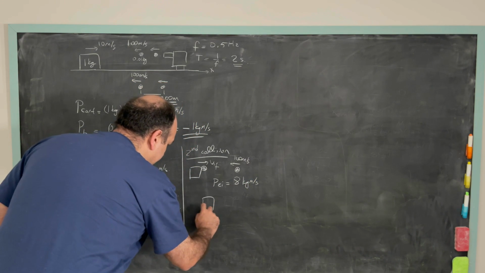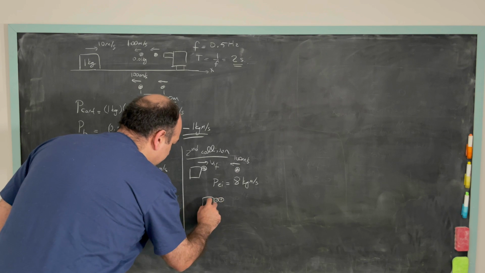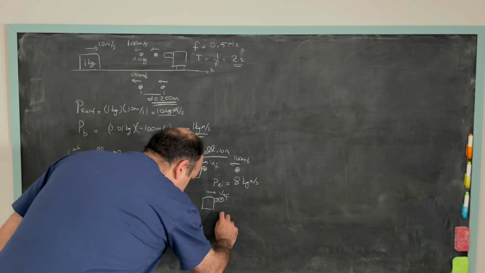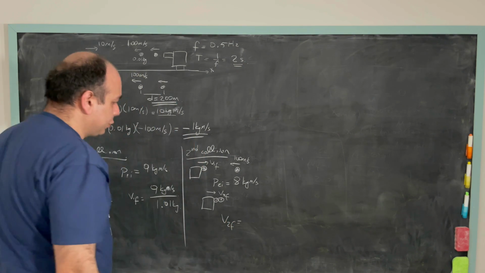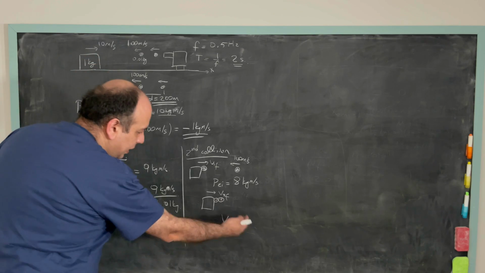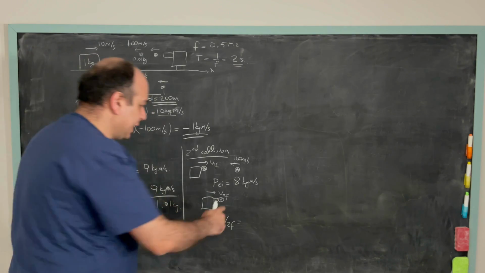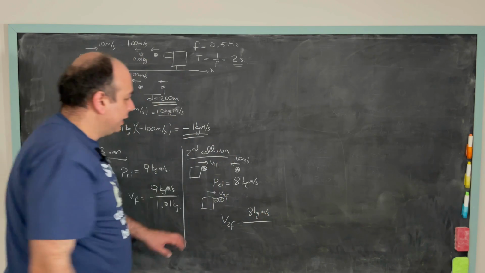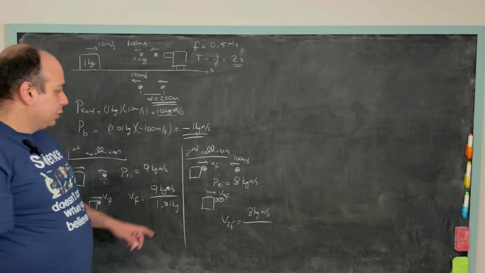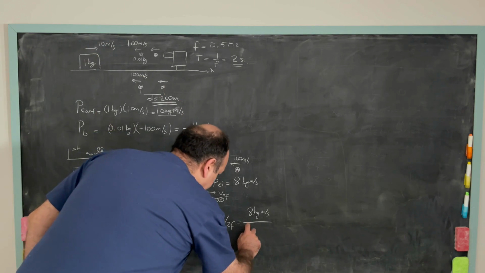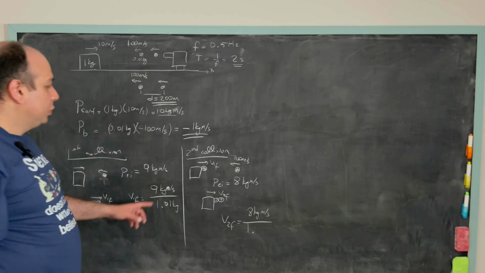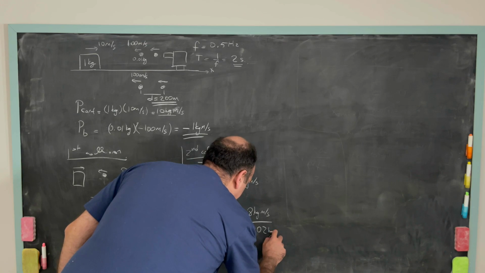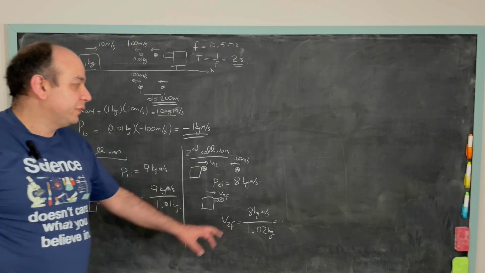After the collision, we have two sticky balls and one cart, moving to the right with V2 final. How can we find V2 final? V2 final will be equal to the linear momentum after the collision, which is the same as this 8 kilogram meters per second, divided by the total mass of this system now. So it's 1 kilogram plus 2 of these sticky balls, 1.02 kilograms. This is how I can find V2 final.